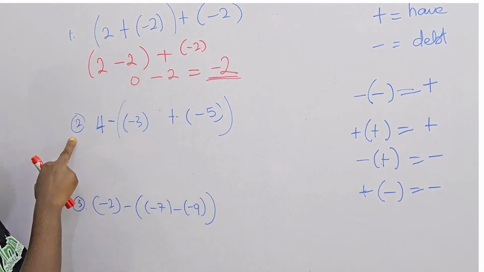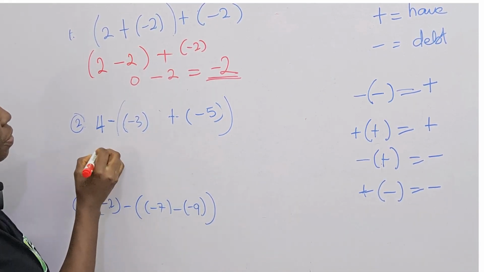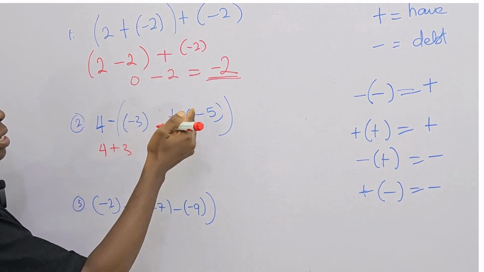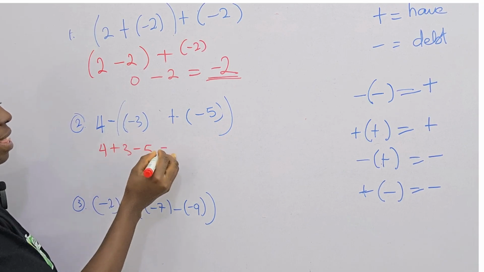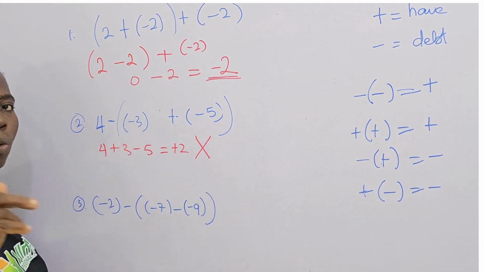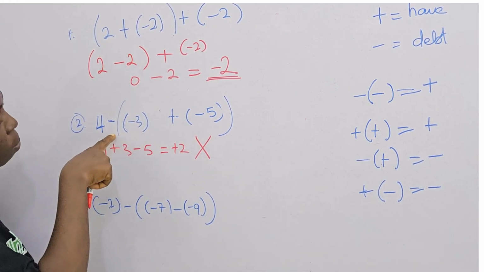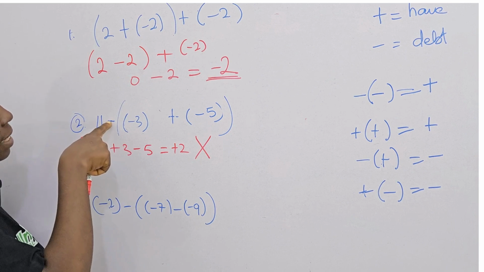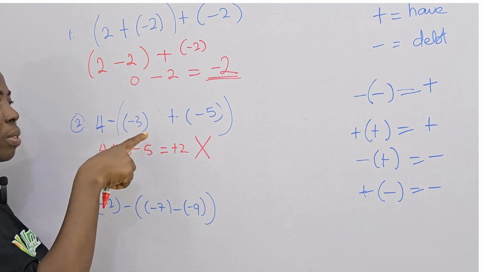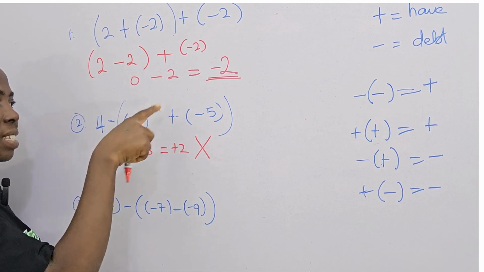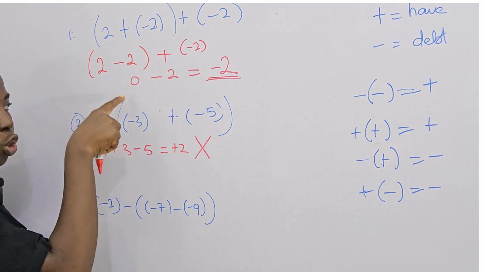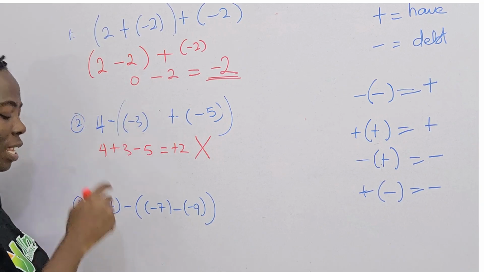For this number 2, you may make the mistake of saying 4 minus, minus plus 3 plus times minus minus 5, and that may give you positive 2. But that is wrong. Why is it wrong? You won't jump 2 brackets and multiply this minus by this minus, because there are 2 brackets there. In maths, let's address each of the brackets one after the other. You just don't jump and multiply this with this. So let's do it in the proper way.